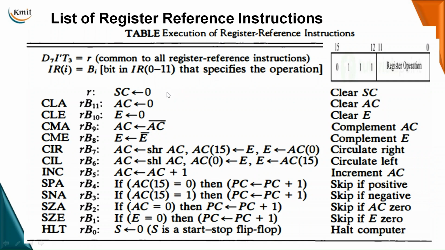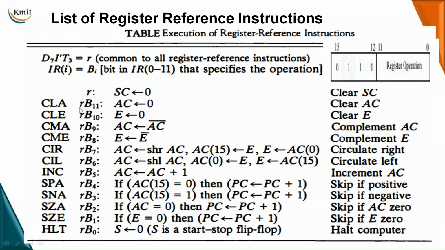Once the instruction execution is completed, if the CPU wants to start the execution of the next instruction, the sequence counter should be cleared to 0. In that case, this particular instruction will be executed. Next, coming to the next instruction, CLA, clear accumulator. This is used to clear the contents of the accumulator. So whenever the contents of the accumulator have to be cleared, this particular instruction will be used.